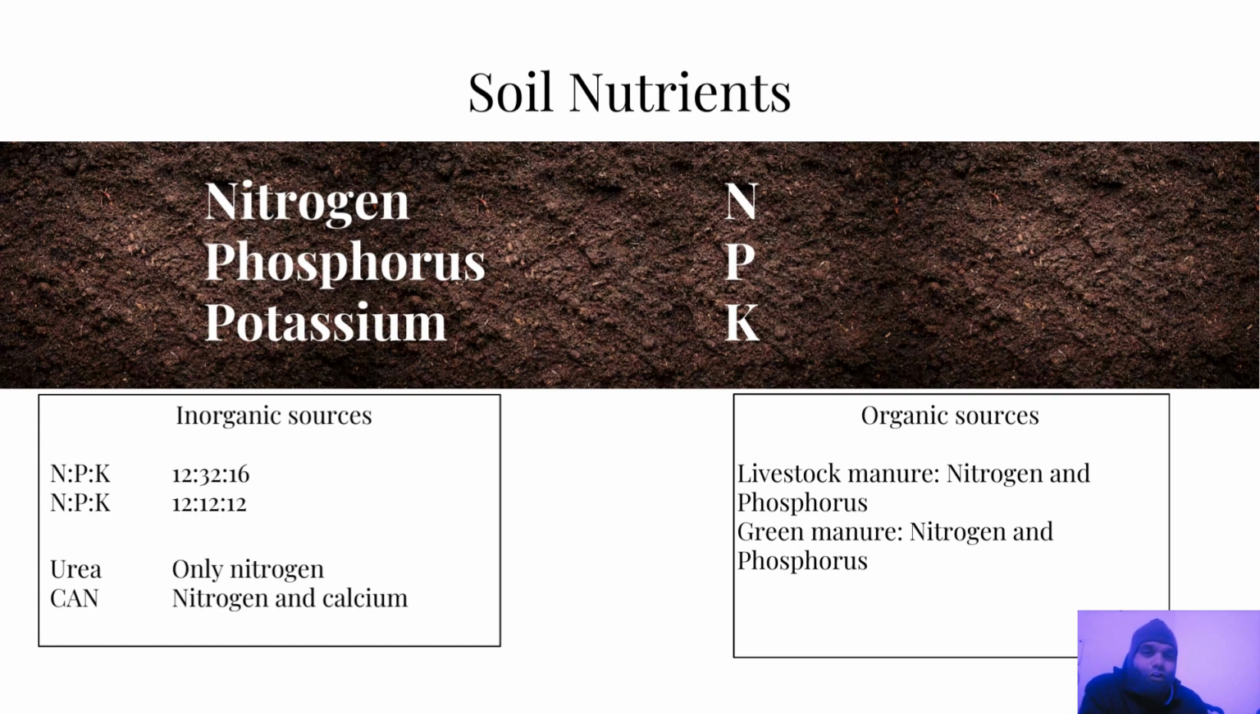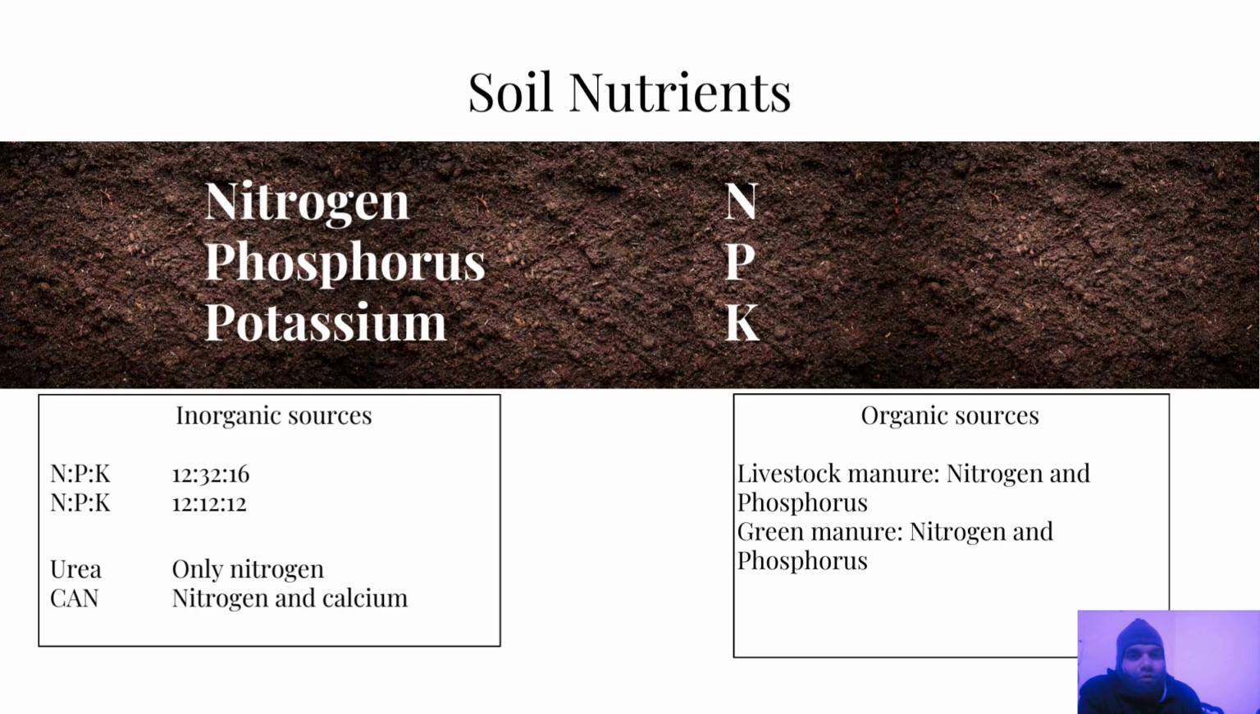You must have heard of urea. Urea is another inorganic fertilizer. Urea only provides the plant with an inorganic source of nitrogen. You may have heard of something called CAN, which stands for calcium ammonium nitrate. So this supplies the plant with both a source of nitrogen and calcium.